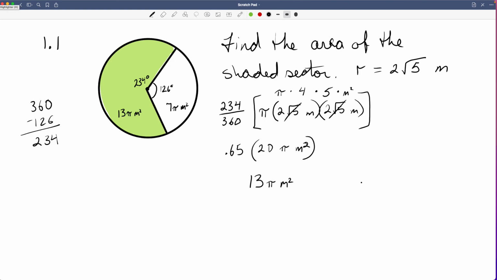All right, and that is how you would find the area of a sector. It's not complicated, you just have to think it through. Find the percent of the sector that you want, which is just whatever that degree is over 360. Do the division on your calculator, you get 0.65. Then you calculate the total area and multiply that percent times the total area, and that gives you the area of that sector. Easy peasy. And that is all we have for lesson 1.